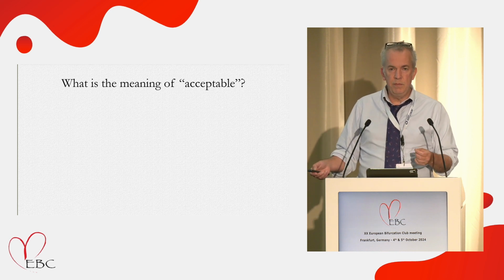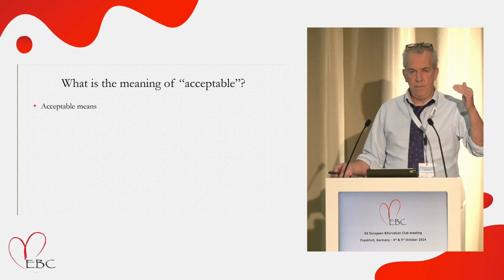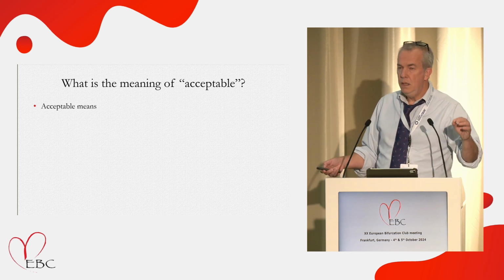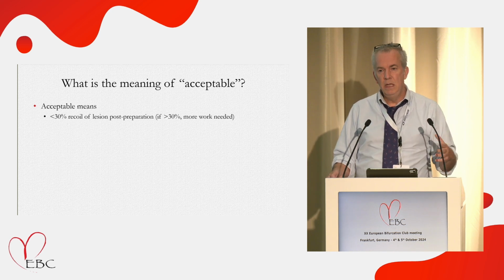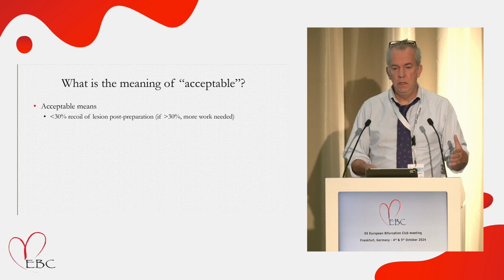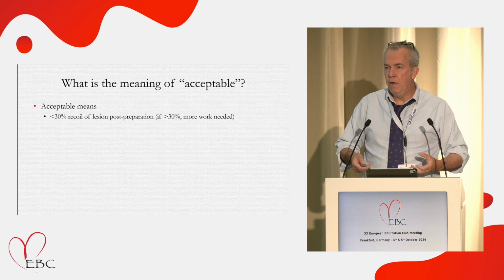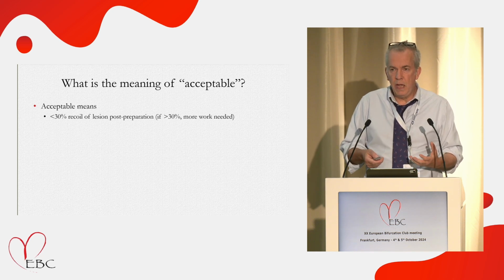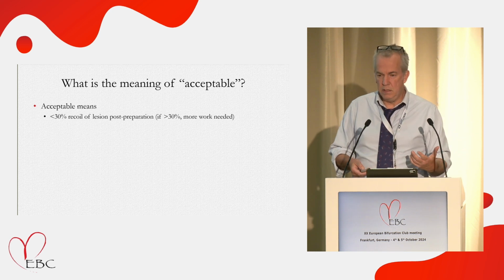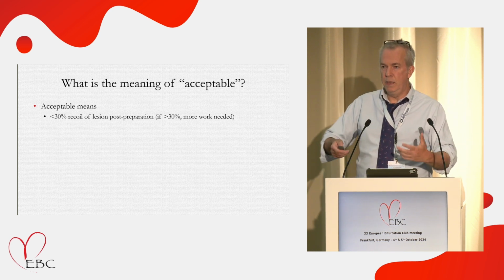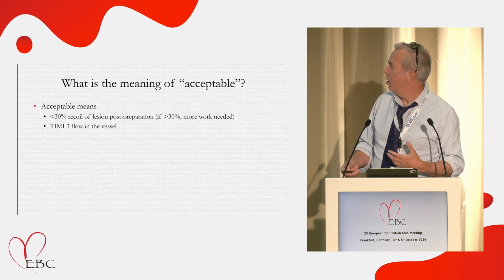What is the meaning of acceptable? This is where people will develop their own expertise over time, but for the protocol, acceptable in terms of predilatation and preparation means that you shouldn't have more than 30% recoil of your lesion post-preparation. That either means that it's too fibrotic and you're not going to get good dilatation of it, or that you probably, in 90% of cases, actually need to do some more to make sure that you fully expand it before you consider putting a drug on the wall.